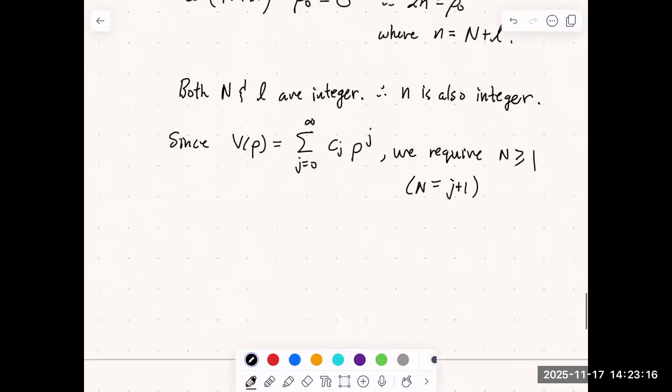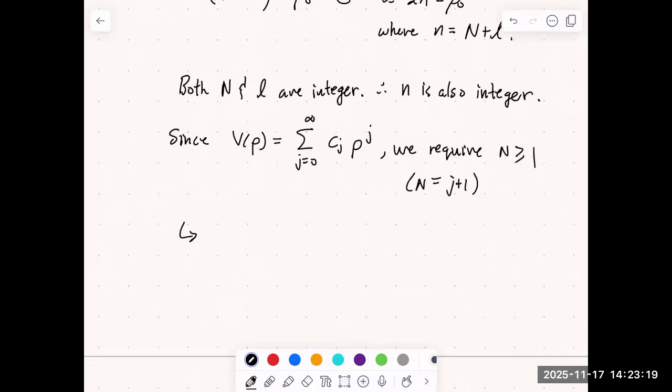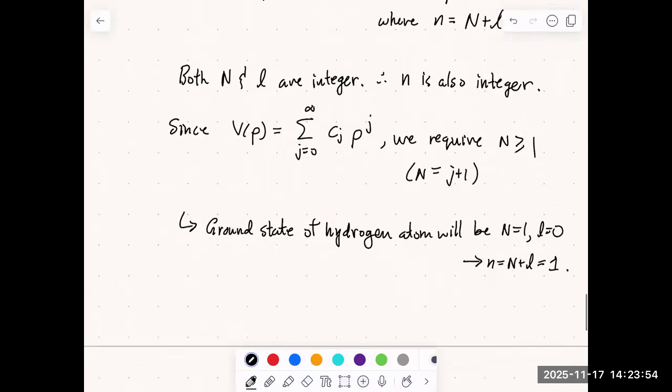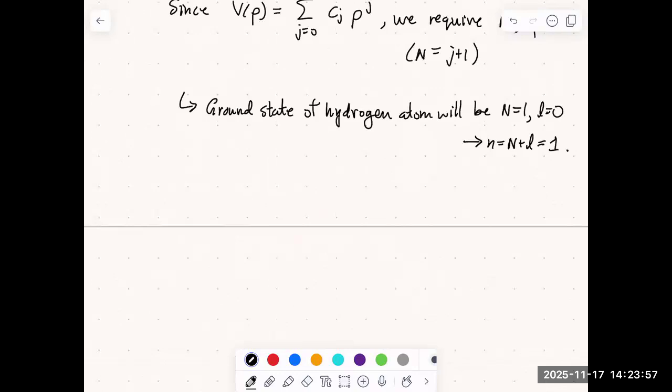Okay, and so what we're going to find then is that the ground state of the hydrogen atom will be n equals 1, L equals 0, and little n was n plus L would be 1. And we will find the ground state wave function of the hydrogen atom today. I think, pretty sure. Okay, so let's now actually quantize the energy.